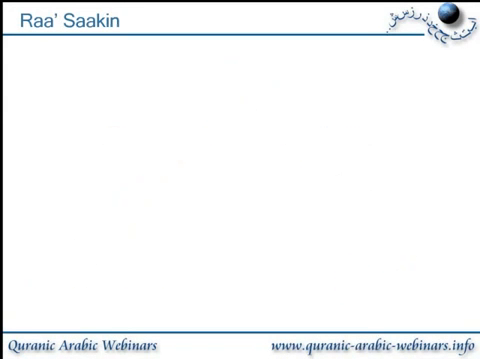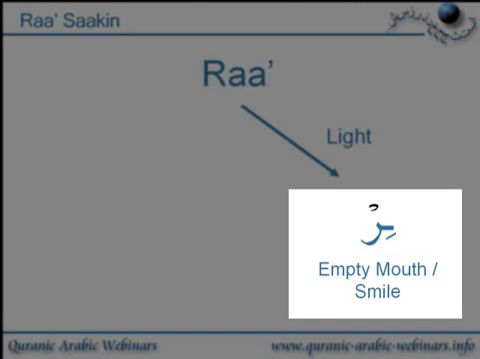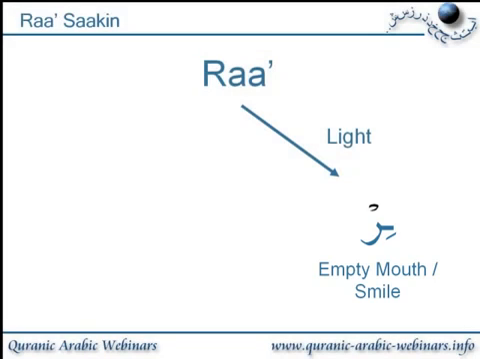Now, in terms of the Saakin, i.e. when Ra carries a Sukun, we have a simplified rule here. So if you have a letter with Kasra and then followed by the Ra Saakin, you'll pronounce this with an empty mouth, i.e. a smile. So we'll say Ir, Ir. Okay, Ir. And try not to too much on the Ra. It's difficult for non-Arabs, but you're not supposed to do the rolling of the Ra.